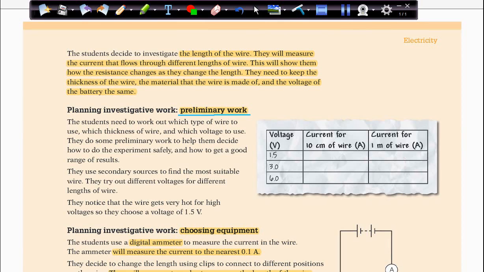It's like a simple or primary test of our equipment, our materials, or our evidence. Which thickness of wire and which voltage to use? They do some preliminary work to help them decide how to do the experiment safely and how to get a good range of results. So this is all with this preliminary work. They use secondary sources to find the most suitable wire. They try out different voltages for different lengths of wire.